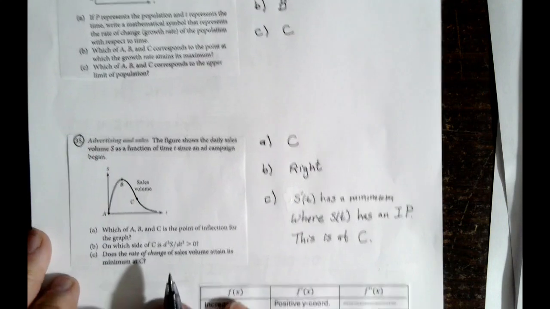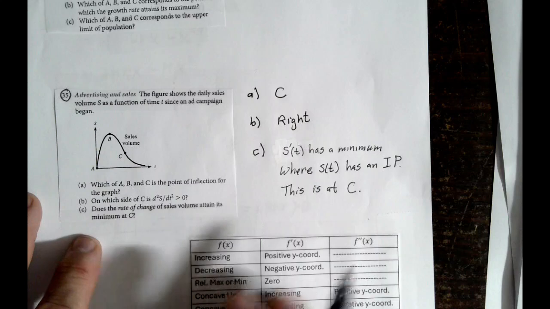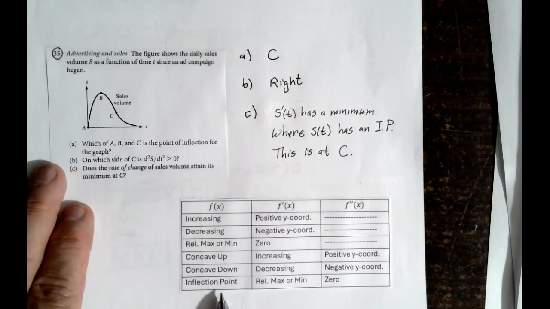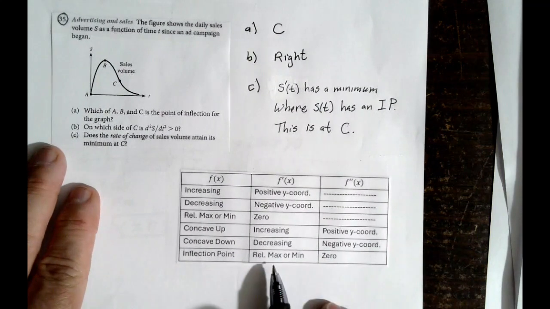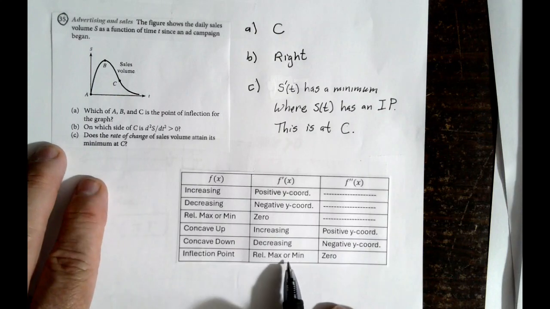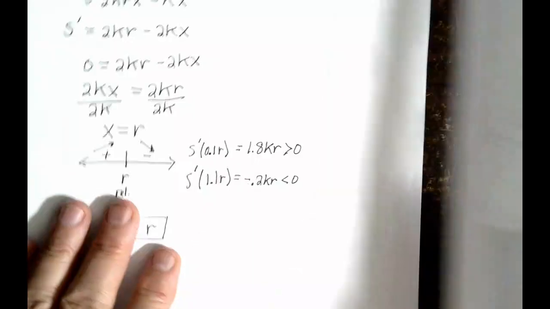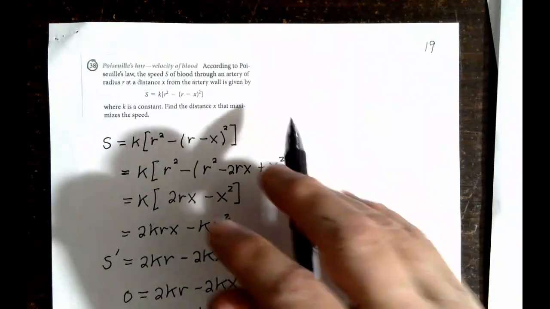And C, does the rate of change of sales volume attain its minimum at C? Well, keep in mind that's an inflection point, and so the rate of change, or the first derivative, does attain a relative max or min, so yes, it does. And that's at the letter C.